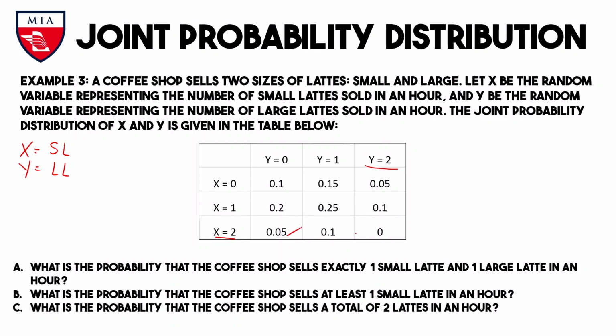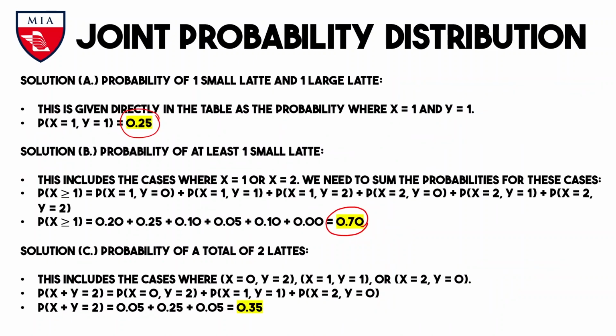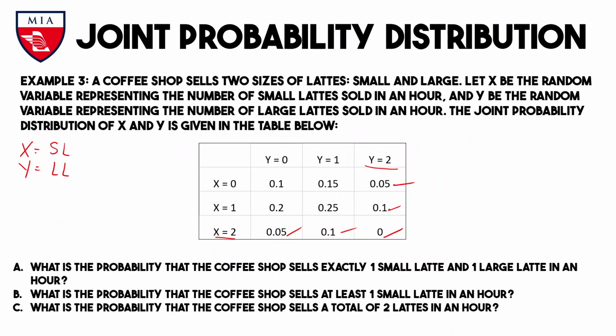So we have 0.05, 0.10, 0.1, and 0.05. Okay, so let me just correct this. Okay, typographical error. So it means in the problem we need to find that the coffee shop sells a total of 2 lattes. Okay, so what are the parameters?